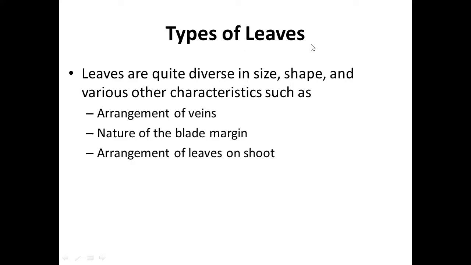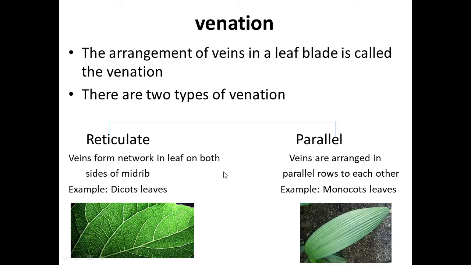Now we discuss the types of leaf. Leaves are quite diverse in size, shape, and various other characteristics such as arrangement of veins, how the veins are arranged on the leaf surface, nature of blade margin, and arrangement of leaves on shoots. So we will discuss all these one by one. First of all, the venation. Venation is the arrangement of veins in the leaf blade.